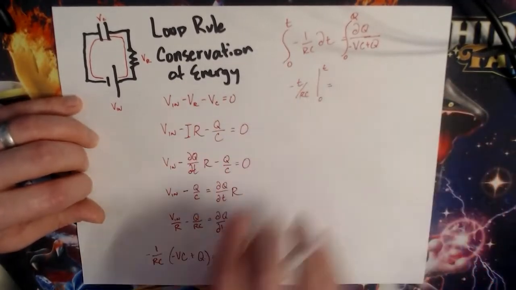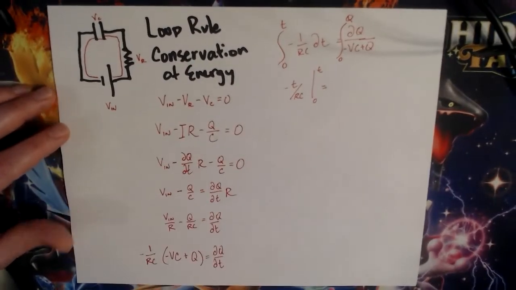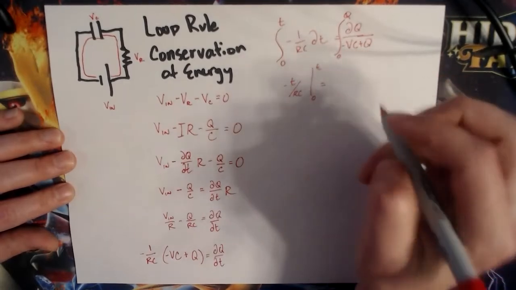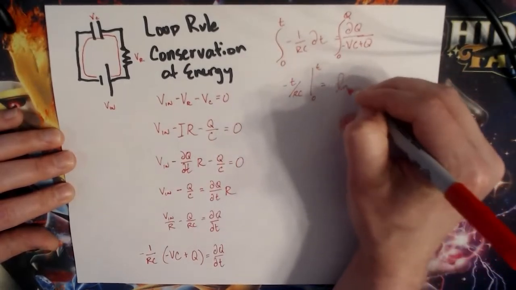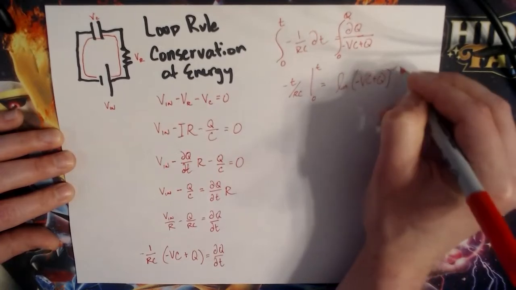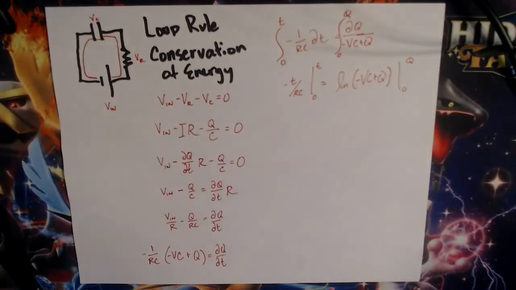And then over here, what we want to do is we need to remember a trick that we learned in calculus. It's also on the back of your formula chart. And that is that the integral of this statement is natural log of negative VC plus Q. And we have to evaluate that over the bounds of 0 and Q. All right. So we're going to keep going here.